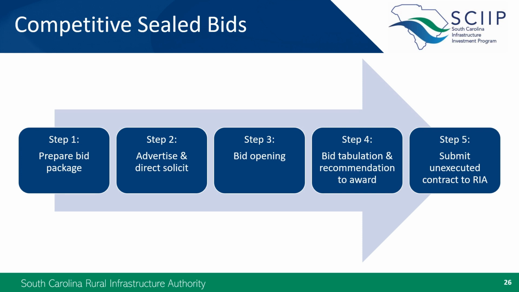My final topic today is competitive sealed bidding. This is the method used for traditional design-bid-build construction contracts, and even with federal requirements, it will probably seem pretty familiar. Once design is complete, your engineer prepares the bid package, it's advertised, and bids are opened publicly and tabulated. Then, RIA reviews prior to contract execution.